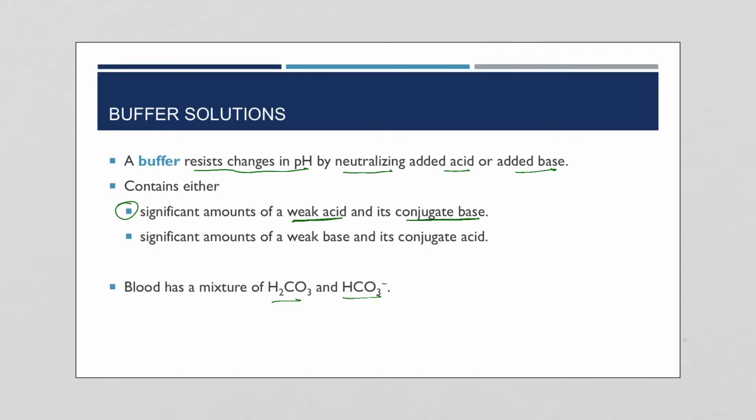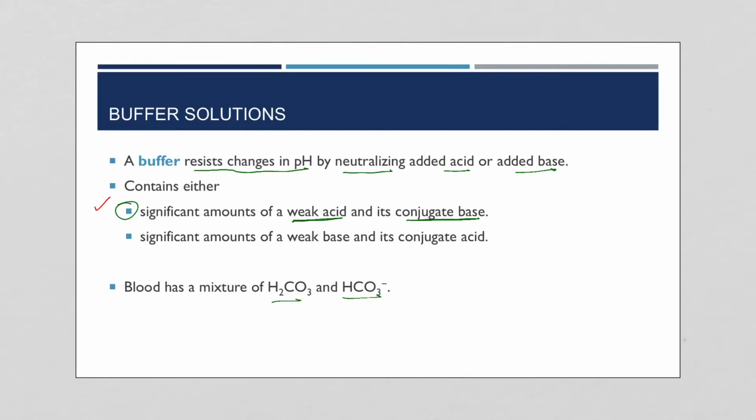And so there's two types of buffers. We can have an acidic buffer, if you will, which is based on having both significant amounts of a weak acid and its conjugate base in solution. Or we could have a basic buffer, which contains significant amounts of some weak base and its conjugate acid. Now, as we go throughout this section, this chapter, we're going to focus on a buffering system that has a weak acid and its conjugate base. But understand that we could also work with a basic buffer.